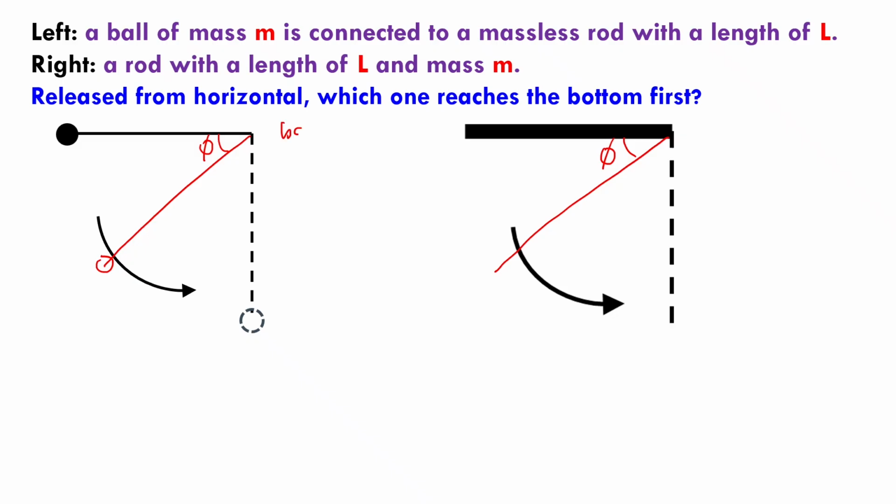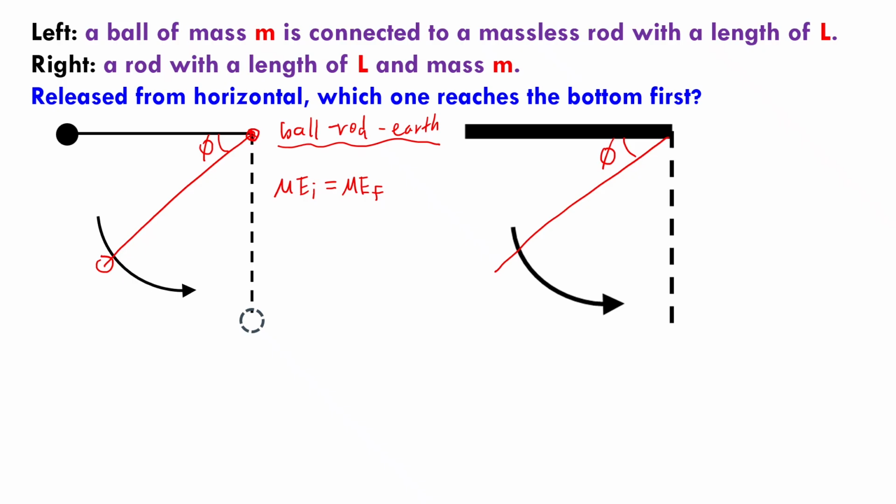For the ball, rod, and Earth system, the only external force is coming from the pivot, but the pivot is not moving. So that means there is no net work on the ball, rod, Earth system, so its mechanical energy is conserved. Then the initial mechanical energy should equal the final mechanical energy.